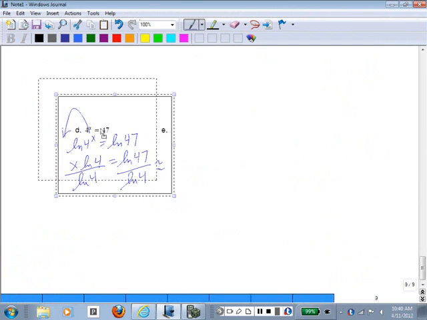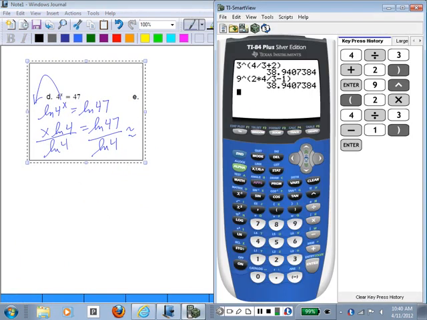I will mess this up if I try it otherwise, but just a word of caution. When you're dividing a natural log or any kind of log by something, make sure you close the parentheses. Otherwise, it'll divide the 47 by the natural log of 4 and then try to take the log of that. Won't give you the same answer. So close the parentheses. Natural log of 47 divided by the natural log of 4.